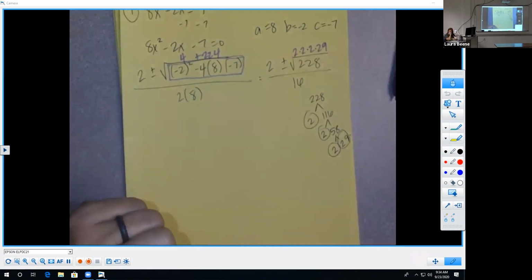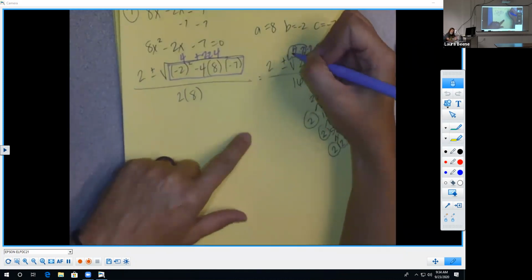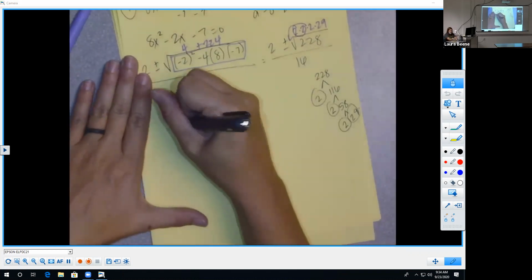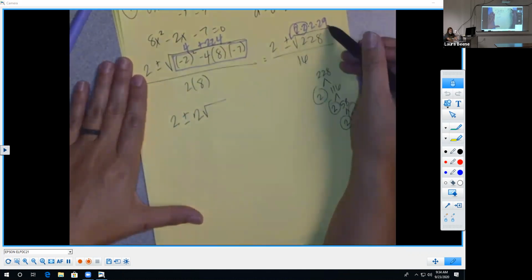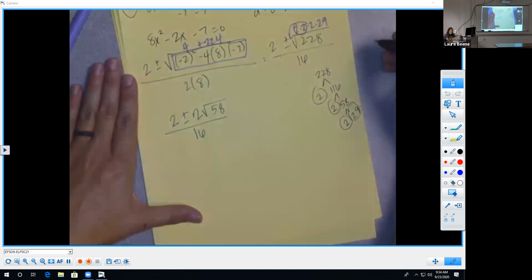What can you take out? A set of 2s comes out. So I get 2 plus or minus 2 times the square root of 2 times 29, which on the inside would be 58, all divided by 16.